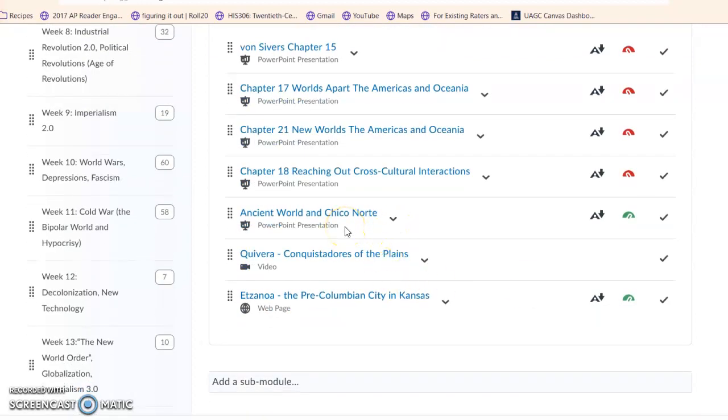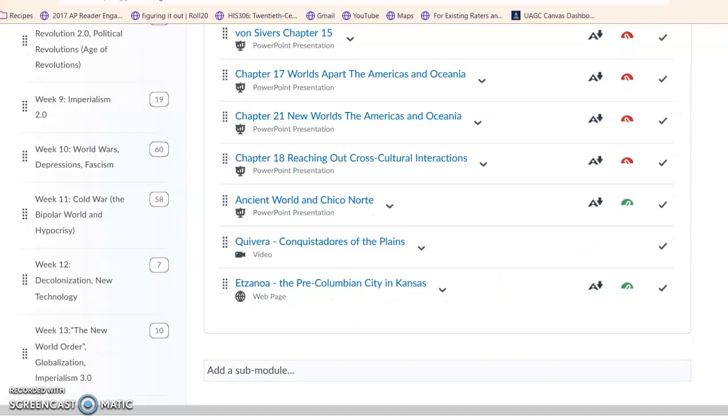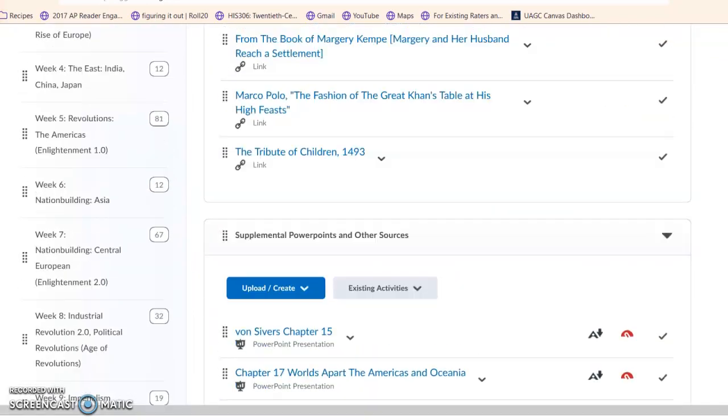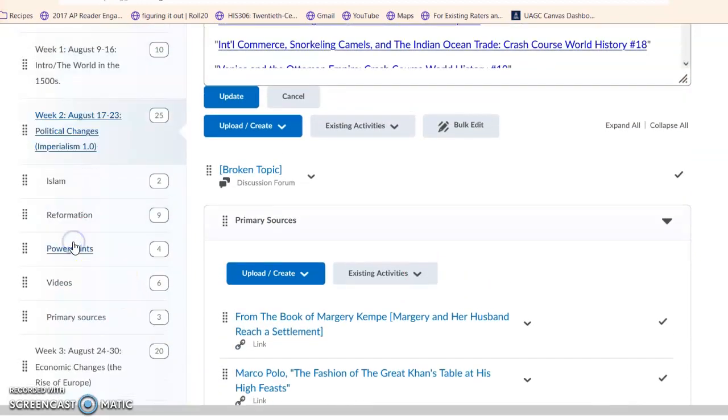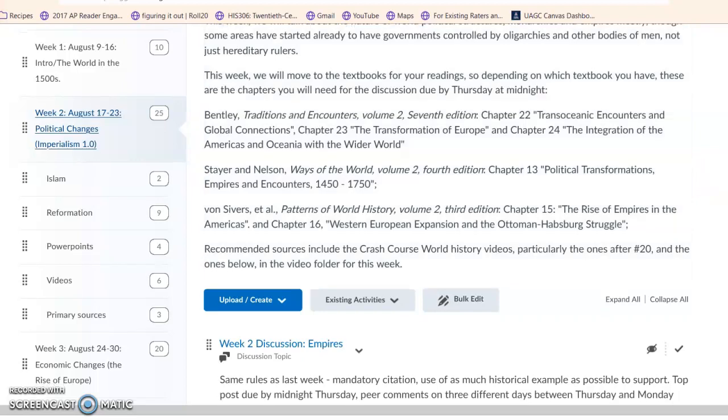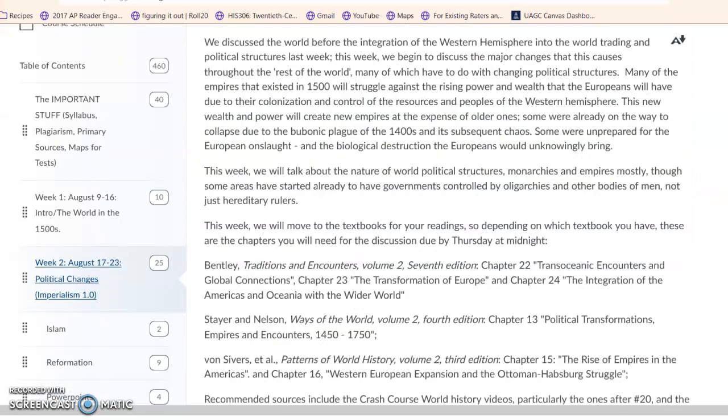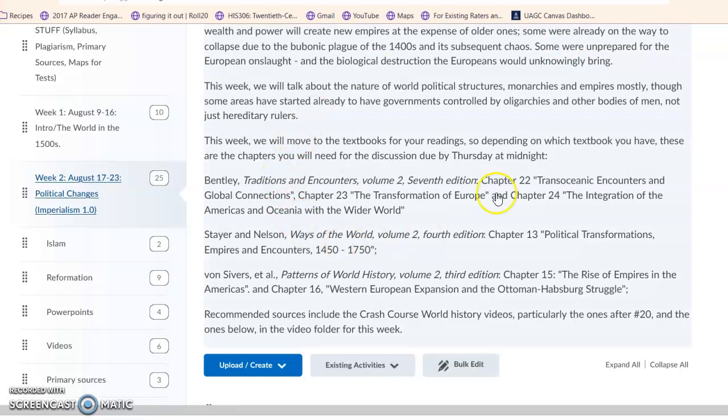The Ancient World in Chico Norte I did. Quivira is a video about one of the oldest settlements in the Western Hemisphere, just before the Europeans arrived at Zanoa. Same thing. Things that you could look at. If you click on week 2, the first thing you're going to see is the introduction, as well as, again, your required readings for this coming week.